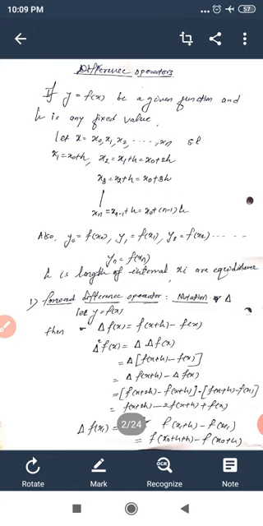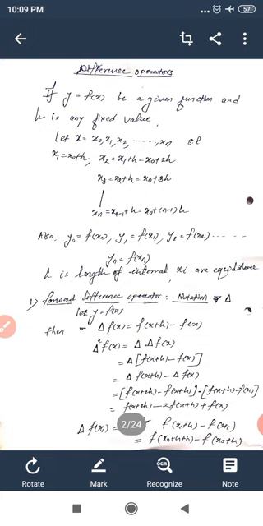So what are the difference operators? There are 5 difference operators. First is the forward difference operator, second is the backward difference operator, then the shift operator, the averaging operator, and the central difference operator.